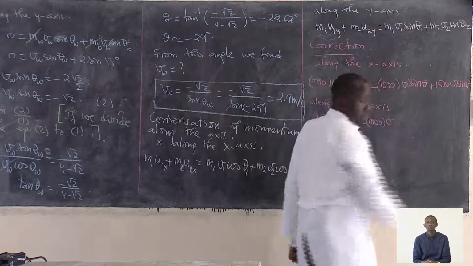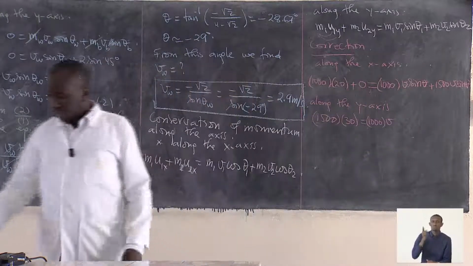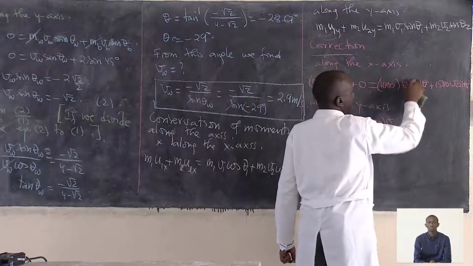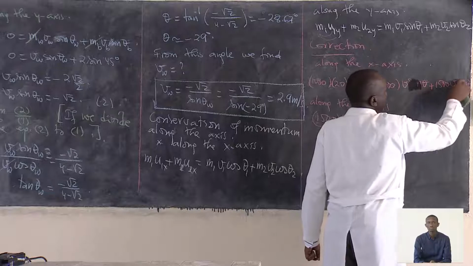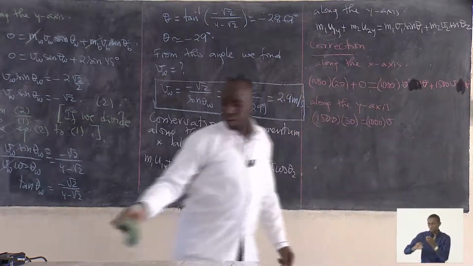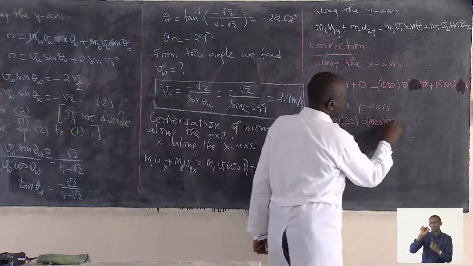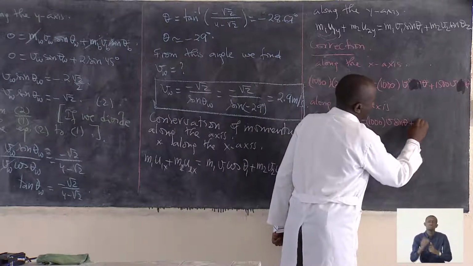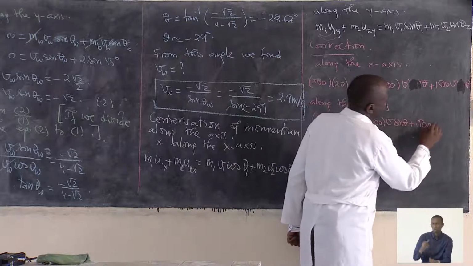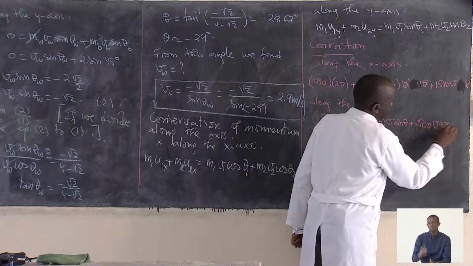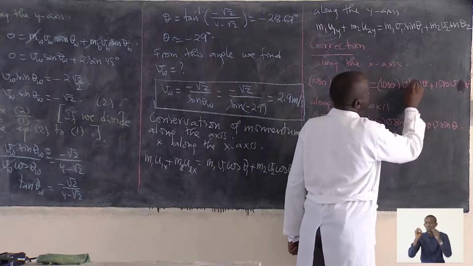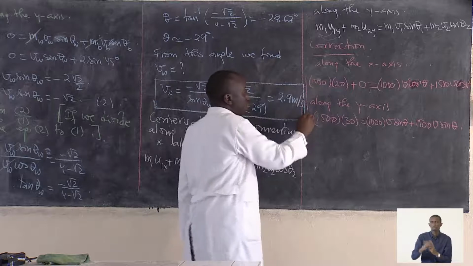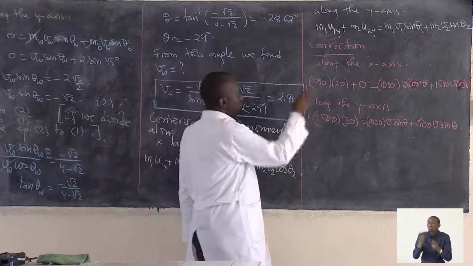No. Here it was along the x-axis. Then here we remove this sign. Sorry. So this is going to be cosine. So let's have here 1,500 v sine theta plus 1,000 v sine theta. So this is cosine here, and there we have a cosine, okay? So when we solve these two equations, here's what we are going to find.